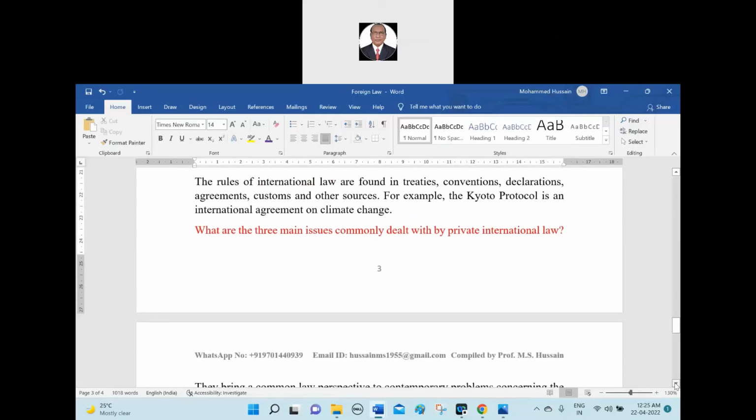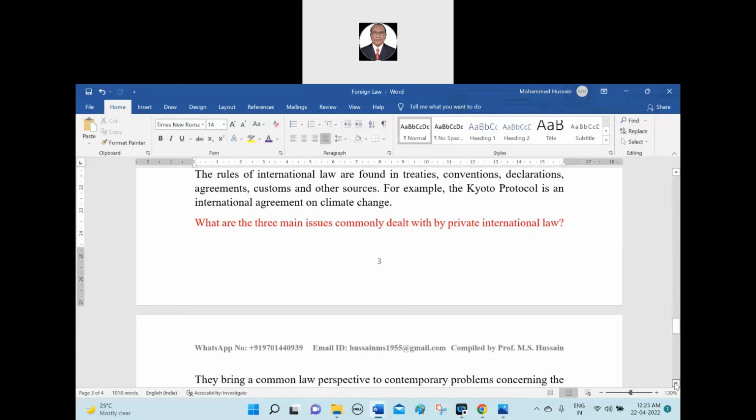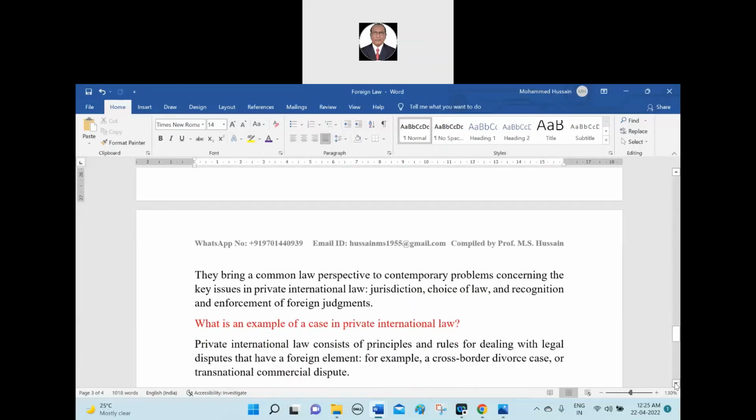So what are the 3 main issues commonly dealt with in private international law? I already told you. What are they? Read. They bring a common law perspective to contemporary problems concerning the key issues in private international law: jurisdiction, choice of law, and recognition and enforcement of foreign judgments. So these are the 3 elements that should be there in private international law.